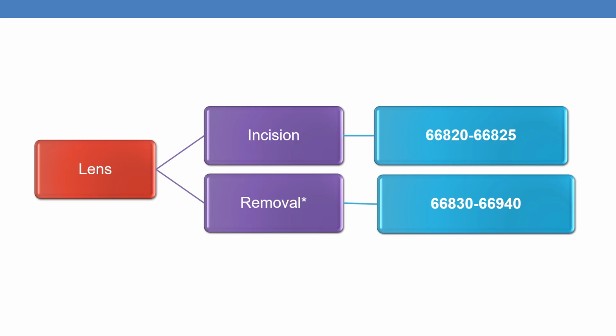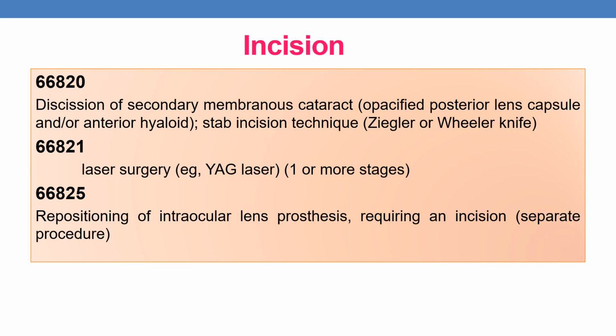Now coming to the next topic, that is lens. Lens is again divided into incision and removal. The CPT range for incision is 66820 to 66825. And for removal, the CPT range is 66830 to 66940. First of all, coming to incision. The first CPT is 66820.